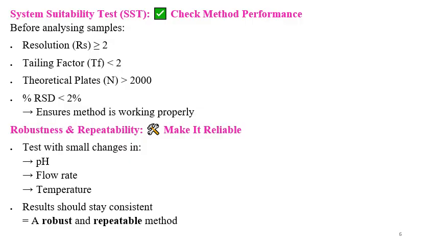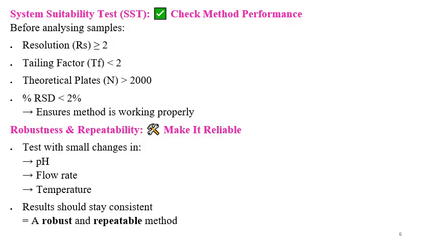Resolution should be more than or equal to 2. Tailing factor less than 2. Theoretical plate numbers should be more than 2000 and RSD should be less than 2%. It ensures the method is working properly.